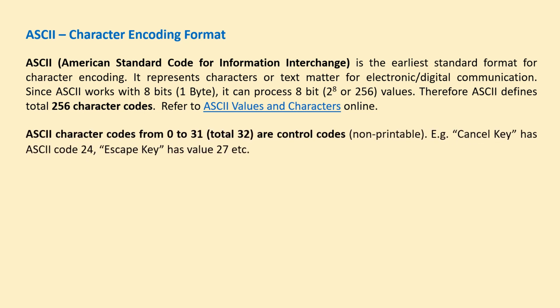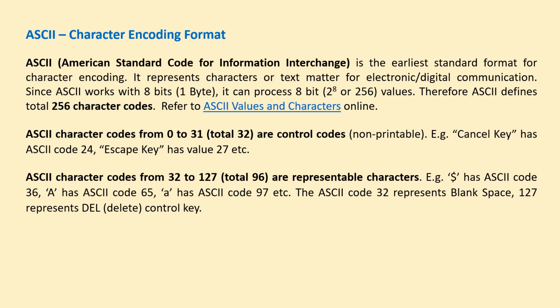ASCII character codes from 0 to 31, total 32, are control codes or non-printable codes. For example, the cancel key has ASCII code 24, escape key has value 27. ASCII character codes from 32 to 127, total 96, are representable characters. For example, $ sign has ASCII code 36. Capital A has ASCII code 65. Small a has ASCII code 97. The ASCII code 32 represents blank space, 127 represents the delete control key.